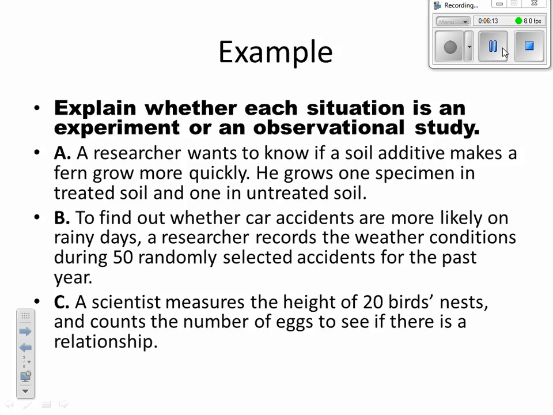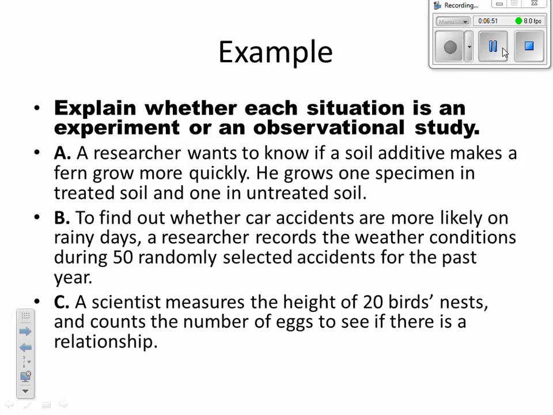For letter B, to find out whether car accidents are more likely on rainy days, a researcher records the weather conditions during 50 randomly selected accidents for the past year. Okay, so this researcher, all he's doing is saying, okay, there was an accident on this day. What was the weather like on this day? Is the experimenter making the weather? No. Is he causing the accidents? Well, good grief, I would hope not.